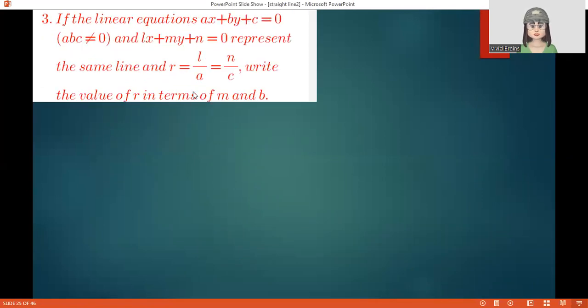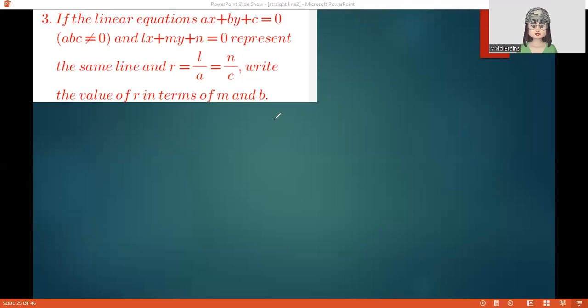Look at the third question. If the linear equations ax plus by plus c is equal to 0, abc not equal to 0, and lx plus my plus n is equal to 0, represent the same line, and r is equal to l by a, which is equal to n by c, write the value of r in terms of m and b.